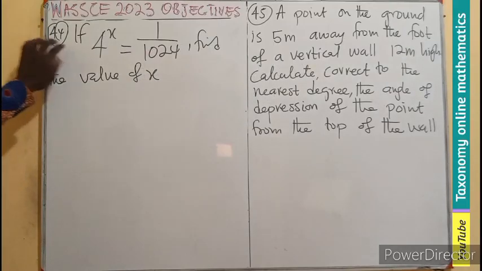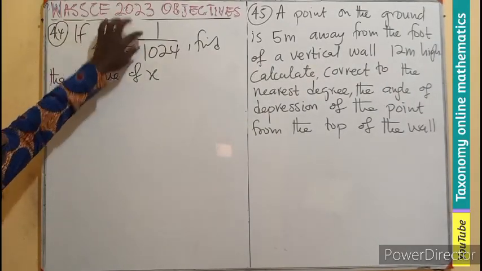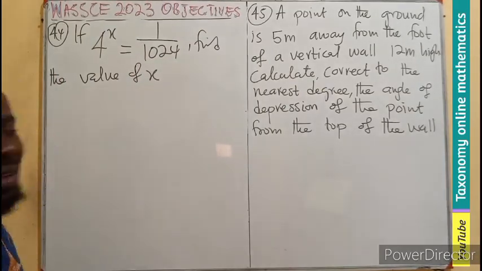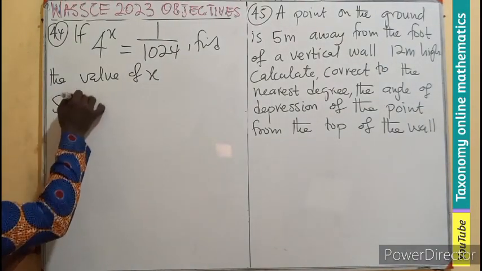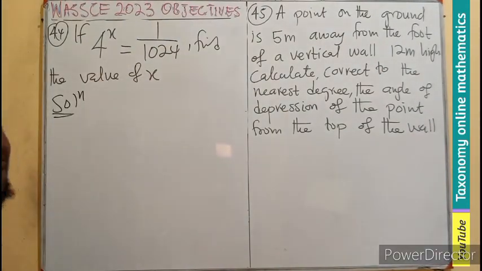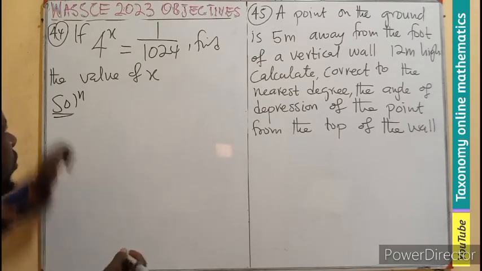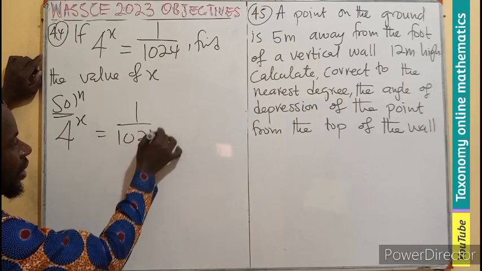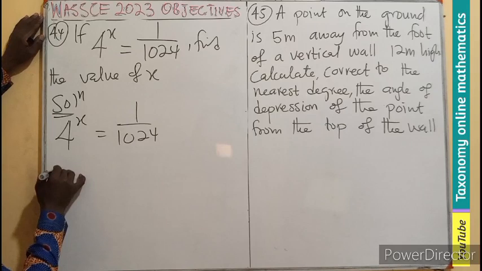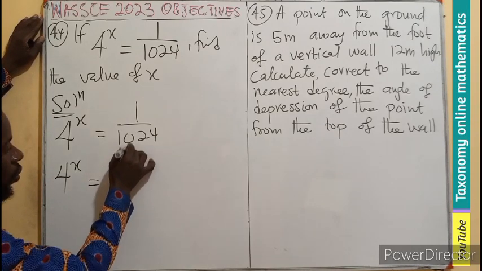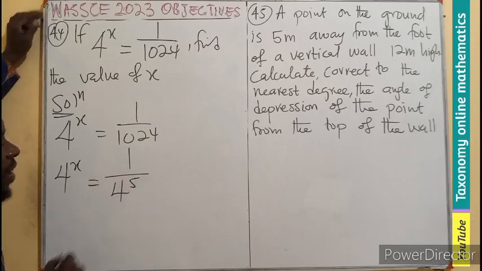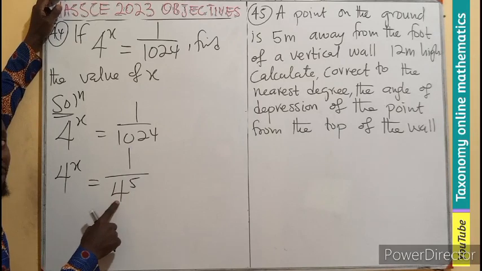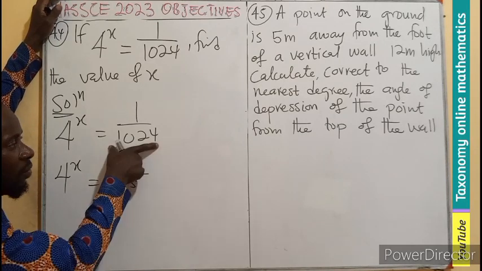Question 44. If 4 exponent x equals 1 over 1024, find the value of x. Simple indices question. We need to set both the left-hand side and the right-hand side to the same base. So this is going to be 4 exponent x equals 1 over 1024. Now 1024 is 4 exponent 5. If you have 4 times 4, 5 times, it gives you this value.